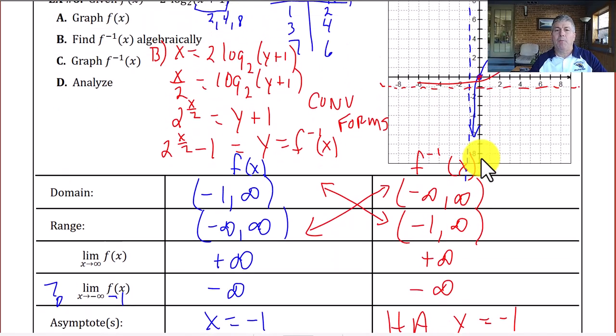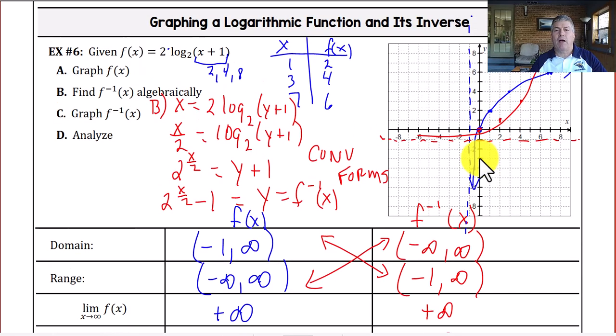So that wraps up our exploration of graphing logarithmic functions and its inverse and the application problem, and we'll get some more practice with this when I see you in class.